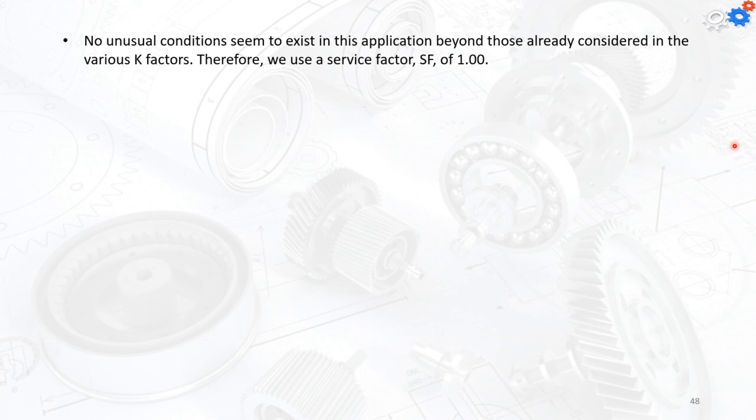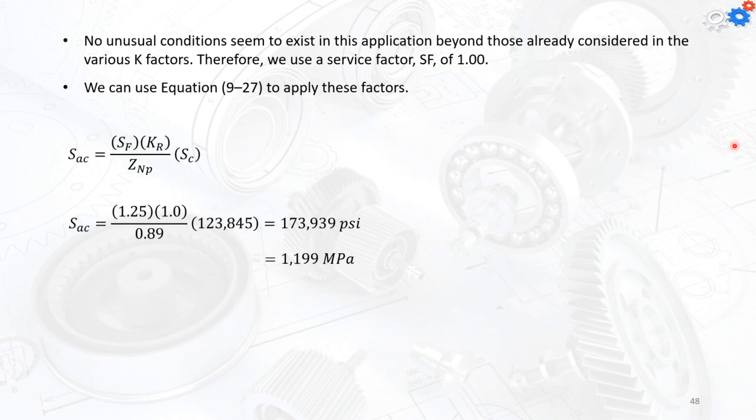So unusual conditions seem to exist for this application beyond those already considered in the various K factors, and therefore we're going to use a service factor of 1. Now we can use equation 9.27 to apply these factors and calculate the allowable contact stress. So simply it is going to be the SF multiplied by the KR divided by the ZNP multiplied by the value of the contact stress that we calculated earlier, and we are going to have that the allowable contact stress is equal to 1,200 megapascal. So remember that the previous one was 858, I think.